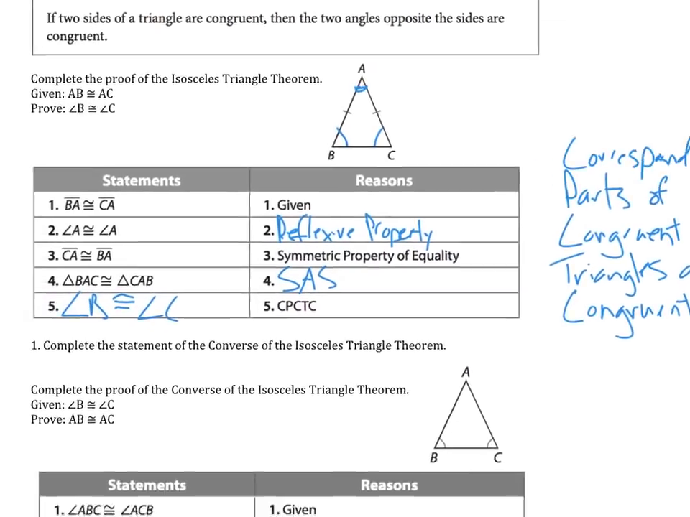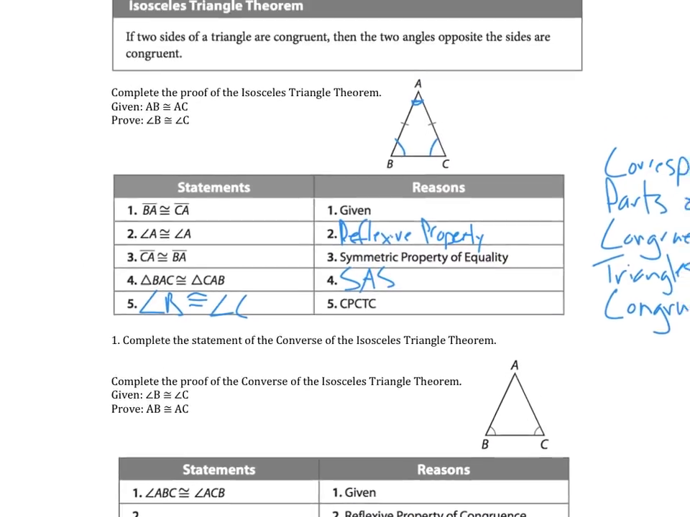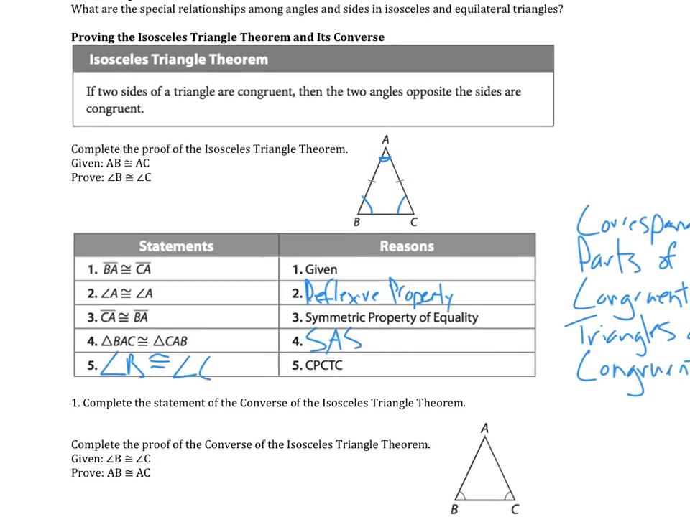All right, so from there we want to complete the statement of the converse of the isosceles triangle theorem. So the statement up here is if two sides of a triangle are congruent, then the two angles opposite the sides are congruent. So I want you to go ahead and write the converse of that, calling someone to share that out with us. And then we're going to work on the proof here.